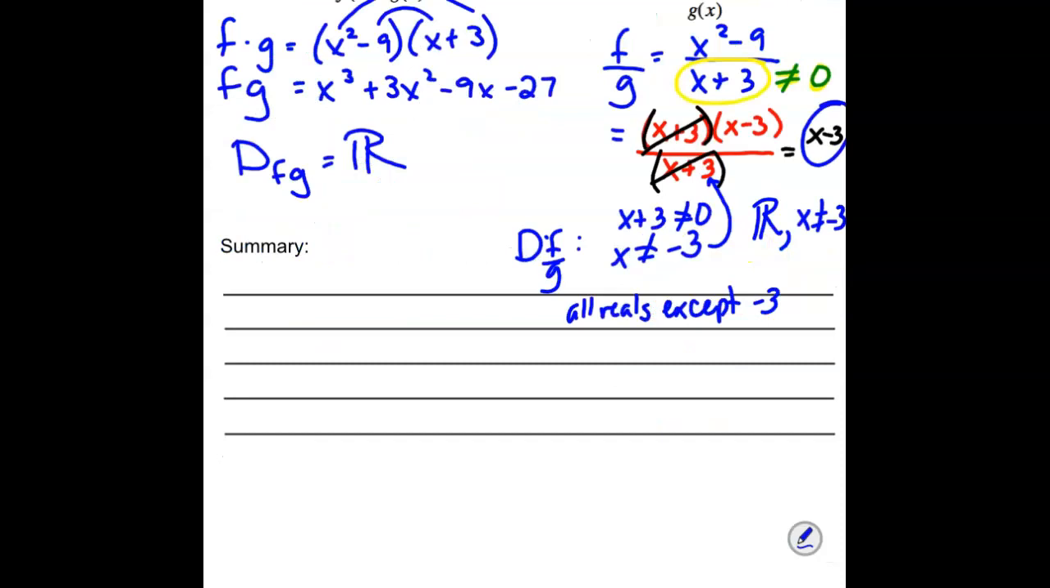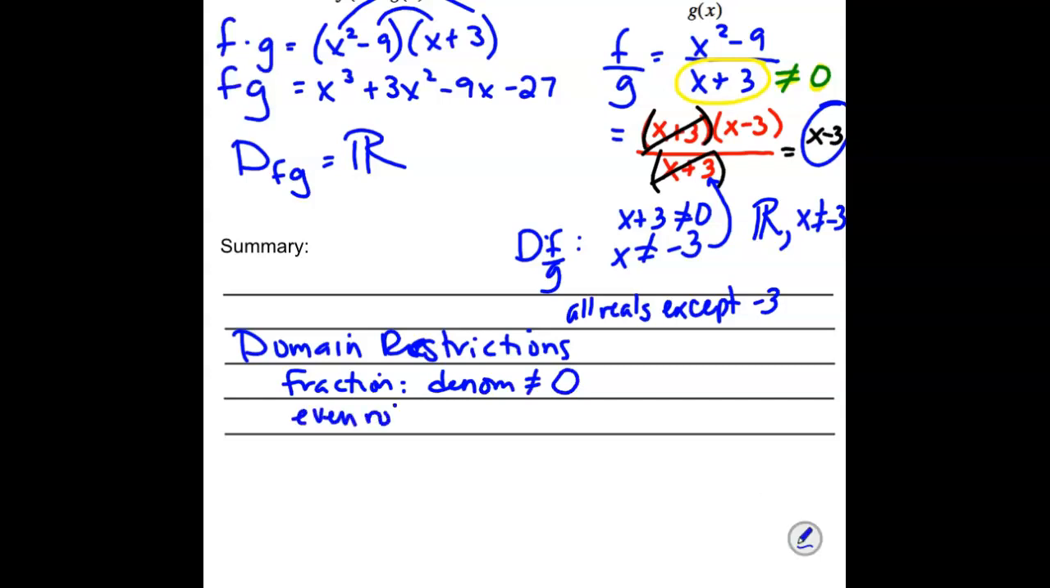All right, so domains, look for both domain restrictions. When we have a fraction, the denominator can't be 0. And if we have an even root, the radicand, which is that piece inside the root, has to be greater than or equal to 0. It cannot be negative. All right, let me know if you have any questions.